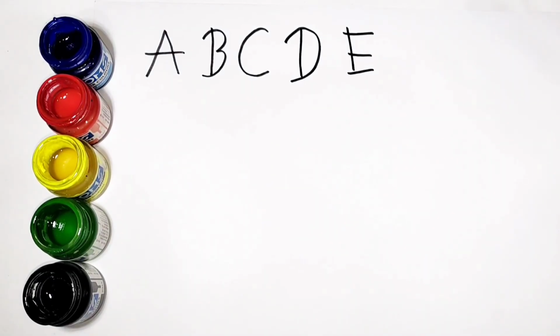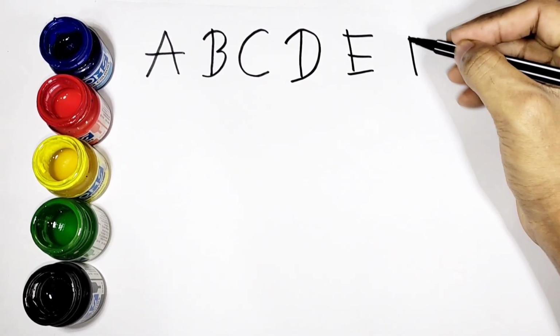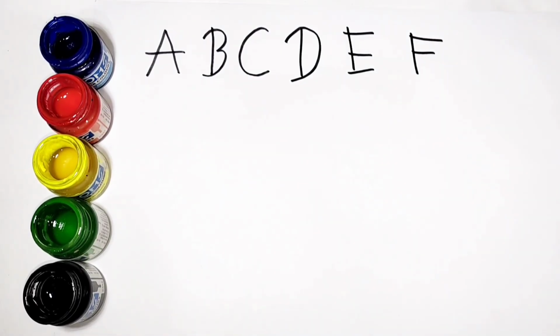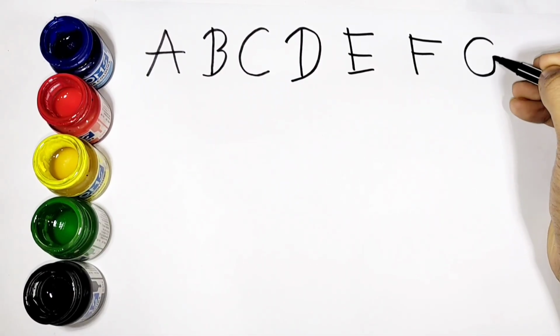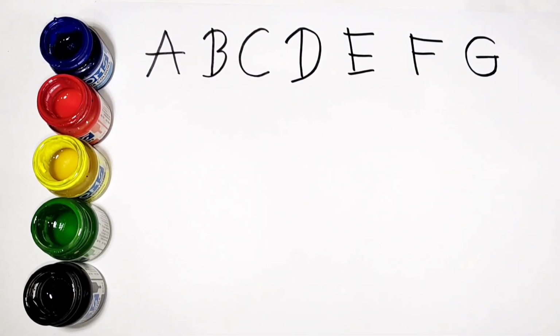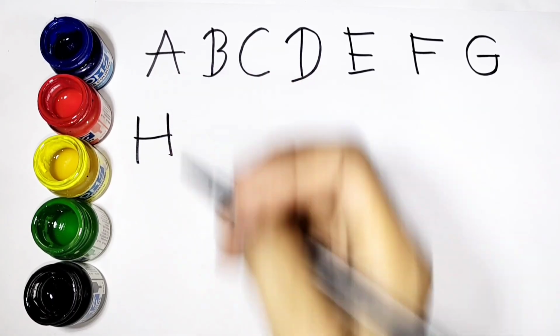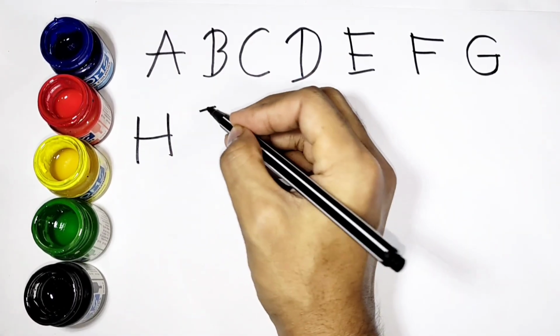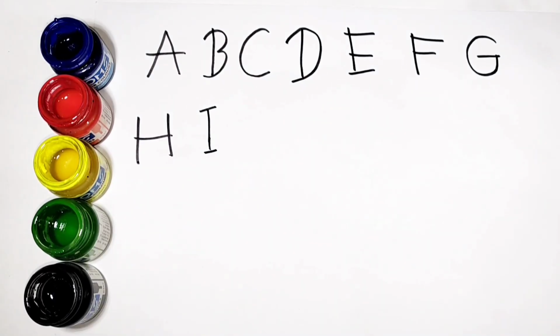Now we draw the alphabet of E, and the next one is F. F for fish, F for fan. Kids, the next one is G. G for goat, and the next one is H. H for hand, and the next one is I. I for ice, I for ice cream.